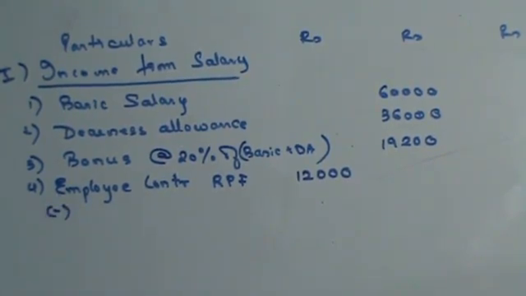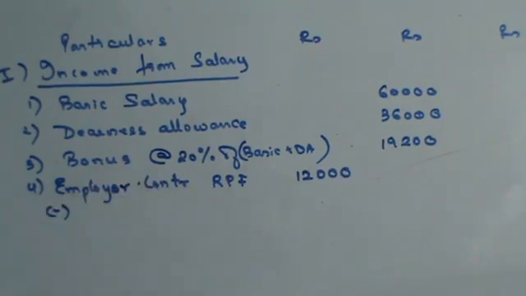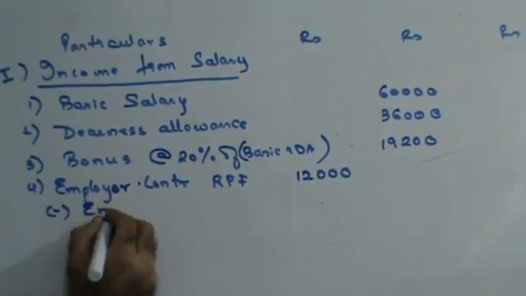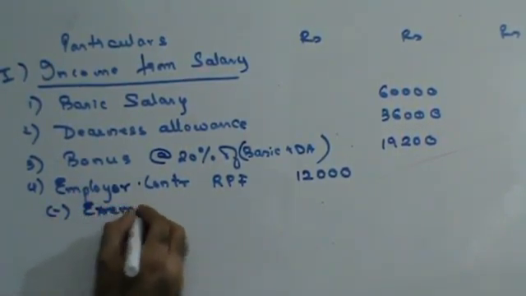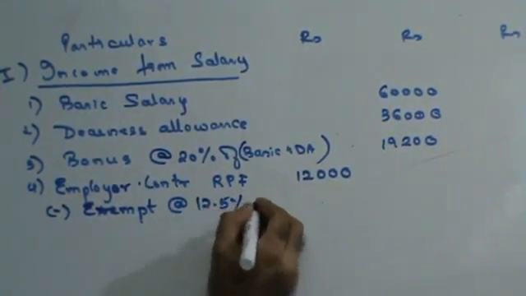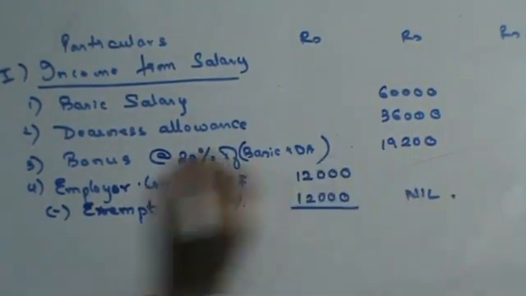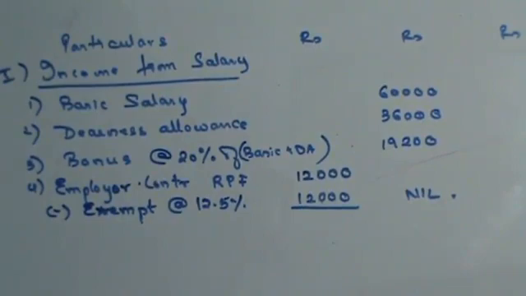Now guys, when we were doing this chapter, I had explained to you that employer's contribution to RPF is exempt to the extent of 12.5% of basic plus DA. Since this is 12.5%, which is exactly 12,000, the whole amount is going to be exempt.